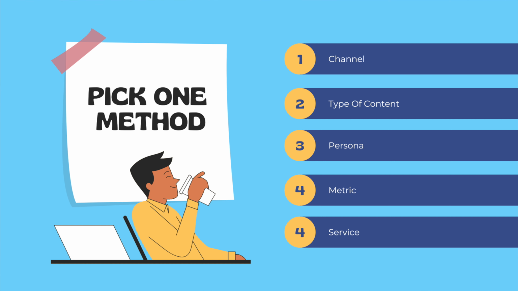That's the pick one method. In this method, you're going to pick a type of content, a type of channel, a persona, a metric, and a service, and then combine all these into one strategy that you're going to create content for. Yes, this is a content strategy. Then you produce content based on all the things that you picked, and then you track it.